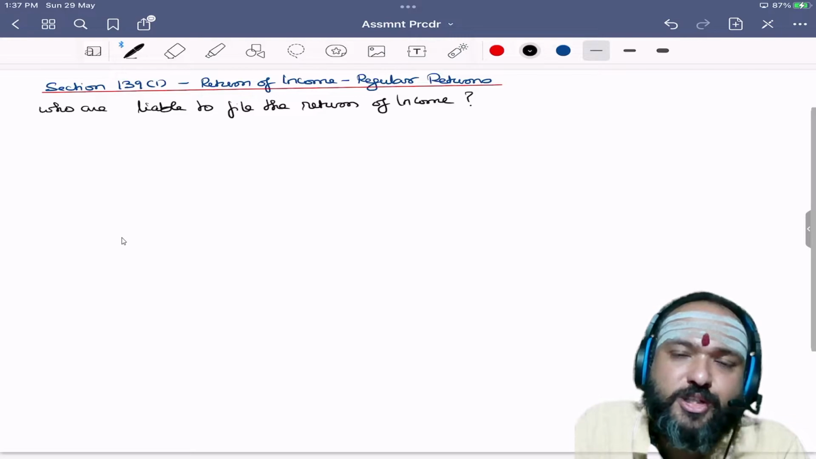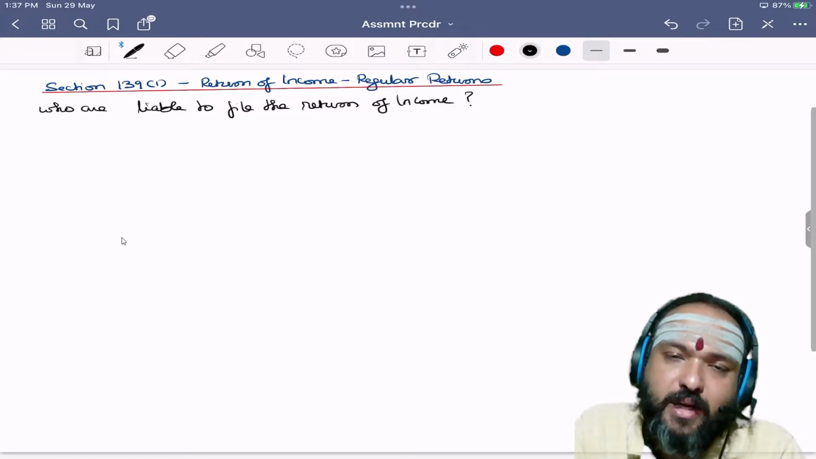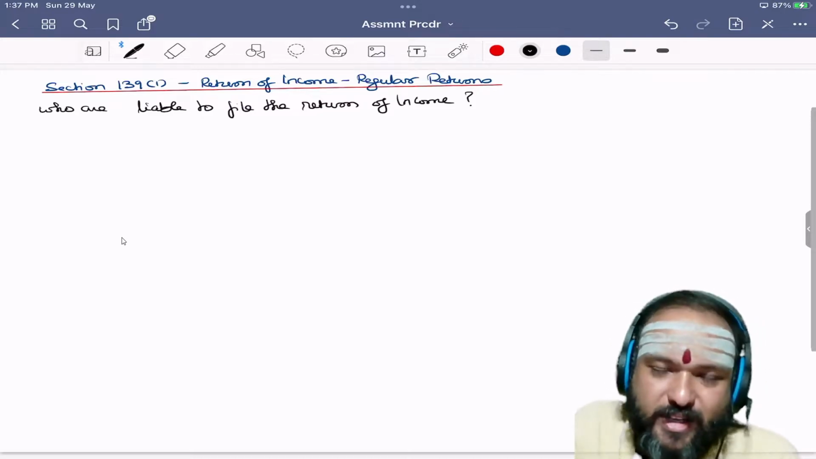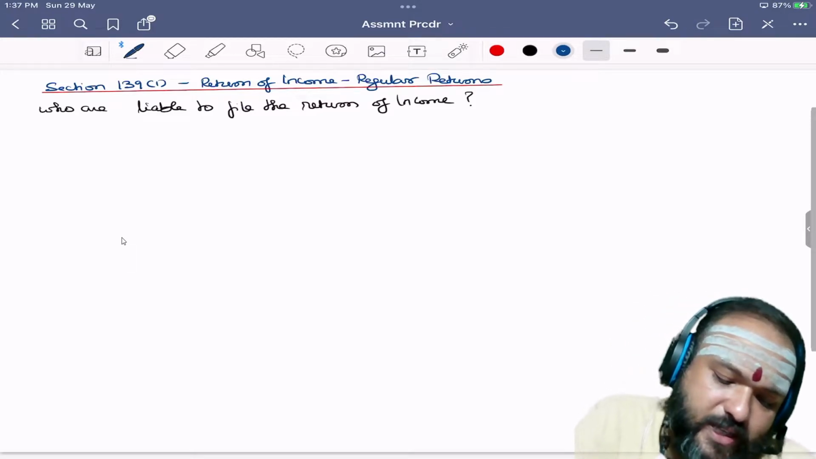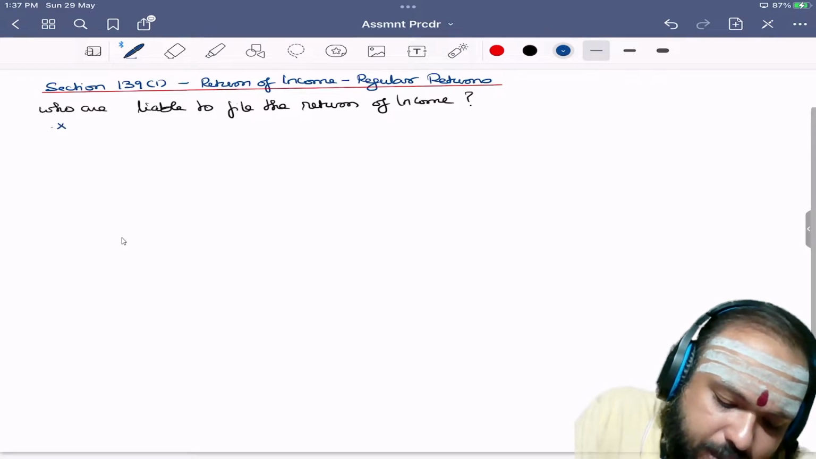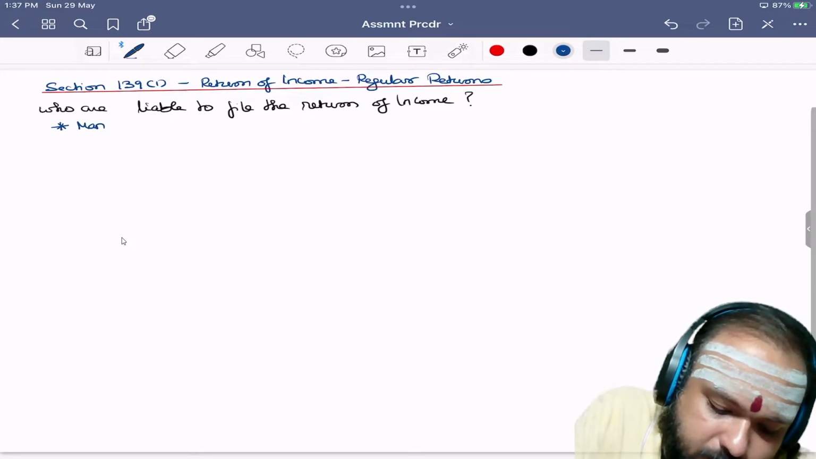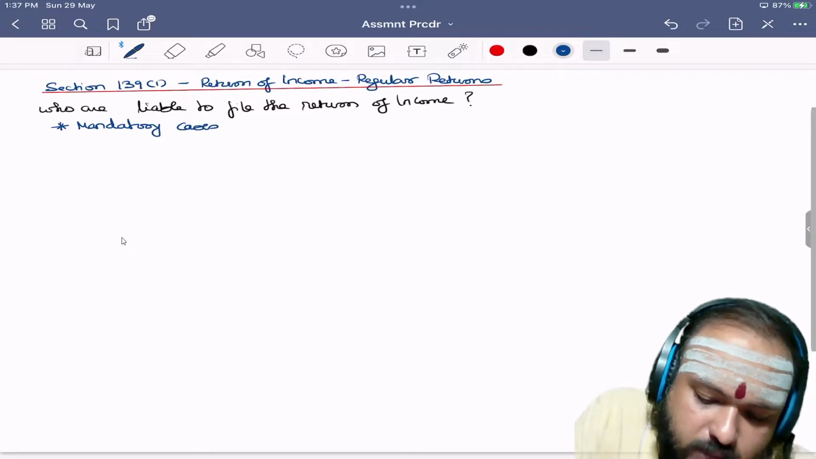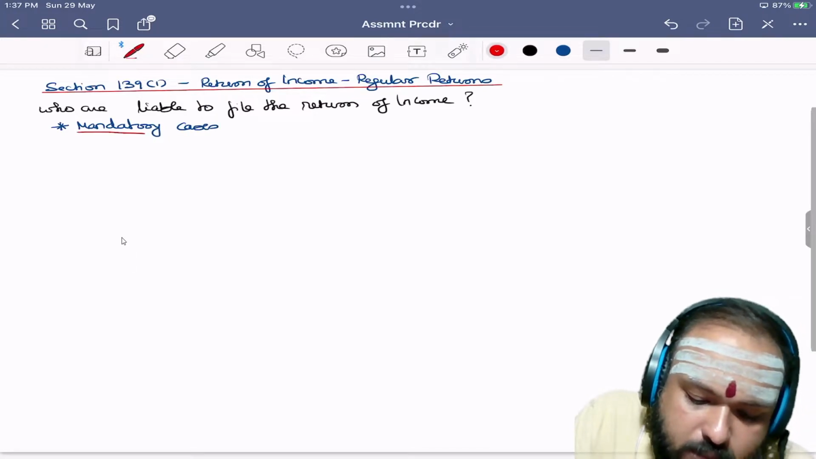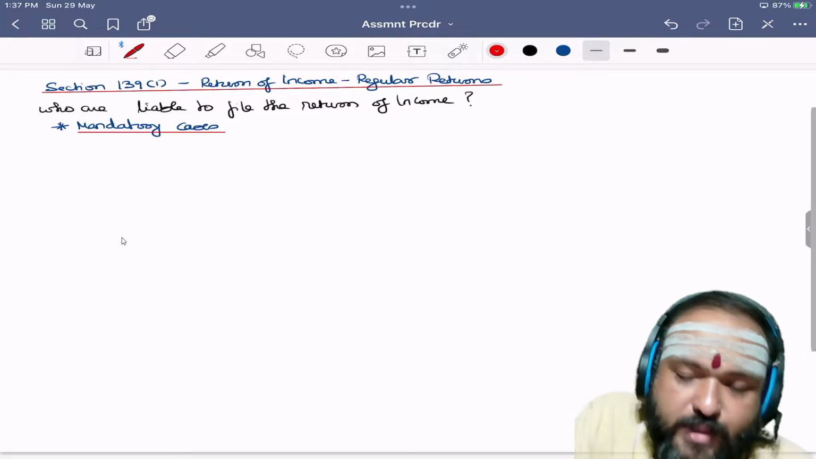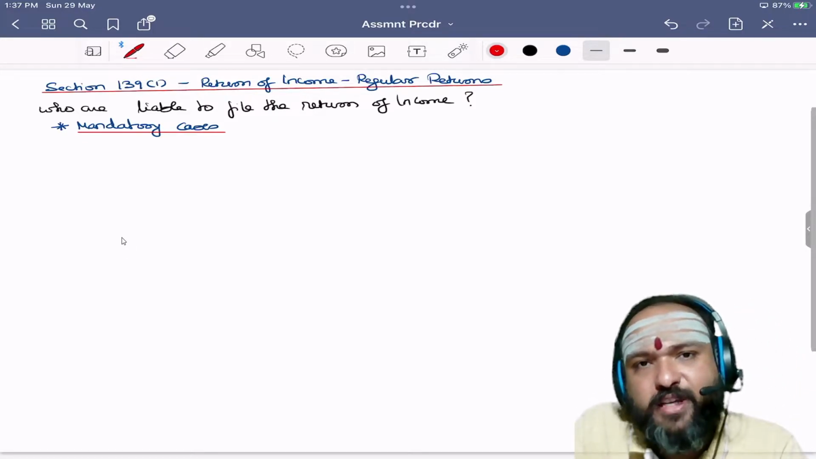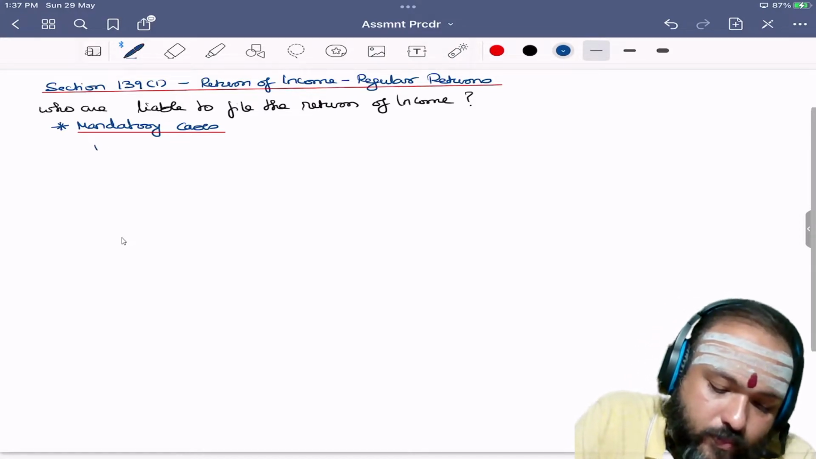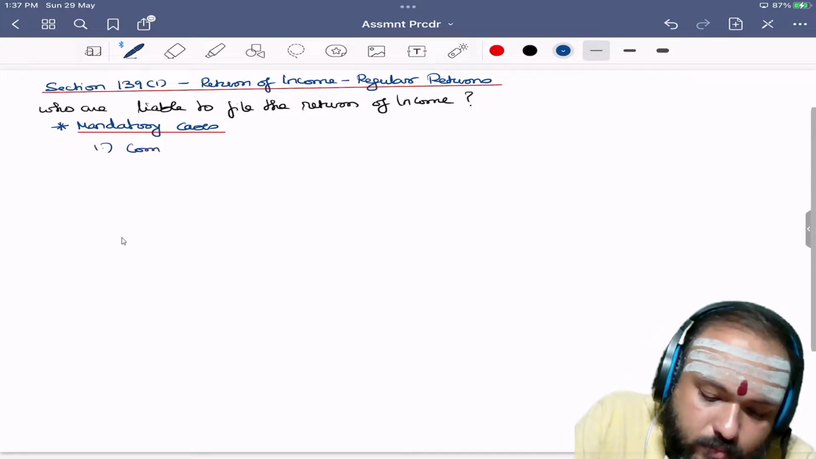What is the first question? Who are liable to file the return of income? Okay. So what is this section trying to address? The first point that the section is trying to address is that there are certain mandatory cases. So the section is trying to tell that a certain category of persons are supposed to always file the return of income. So who are they? First one, companies.